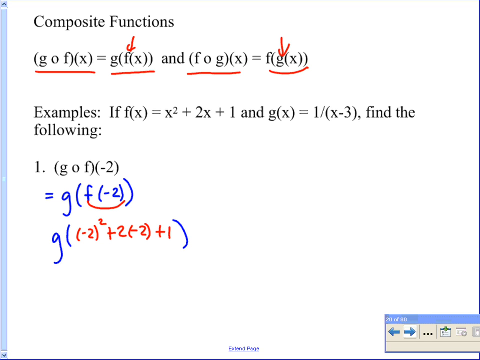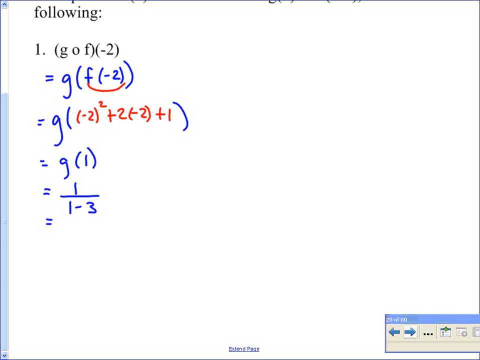Okay, and now I need to simplify that. And when I simplify that, I get g of 1. Okay, all that inside simplifies to g of 1. And of course, we know how to find g of 1. I just go to g. Everywhere I have an x, I'm going to input a 1. Okay, and then I simplify that, and I get negative 1/2. Okay, and that's how it simplifies.